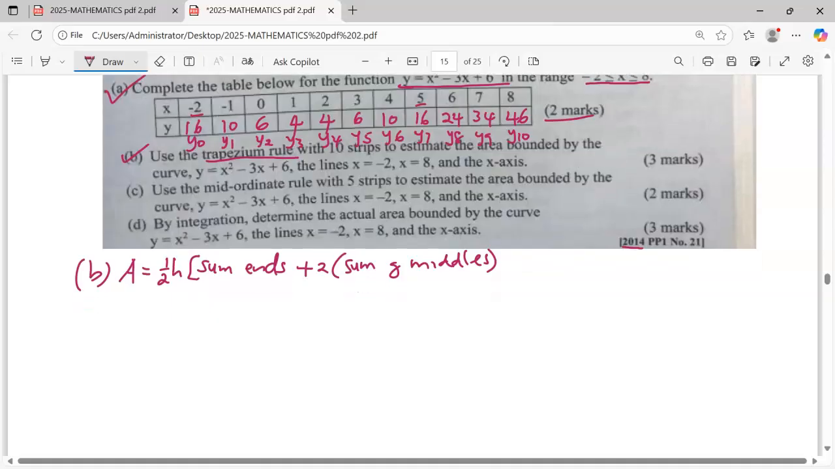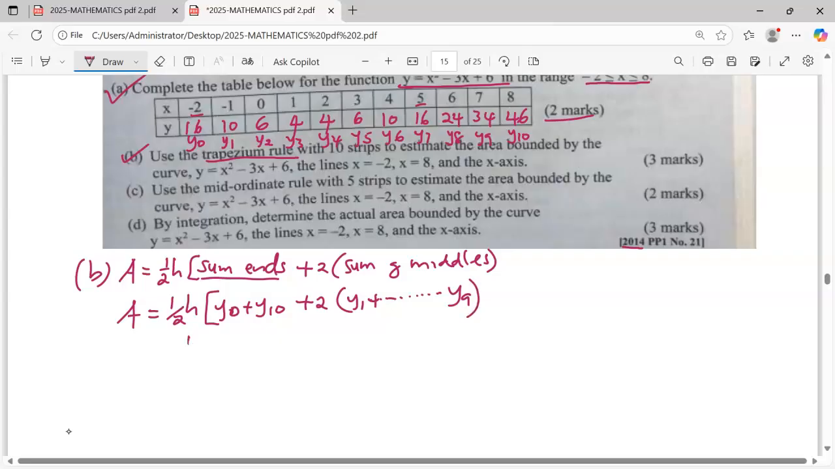From here we know that area would be equal to half multiplied by h, into the sum of the ends, which is y0 plus y10, then plus twice the sum of the middles, y1 all the way to y9.